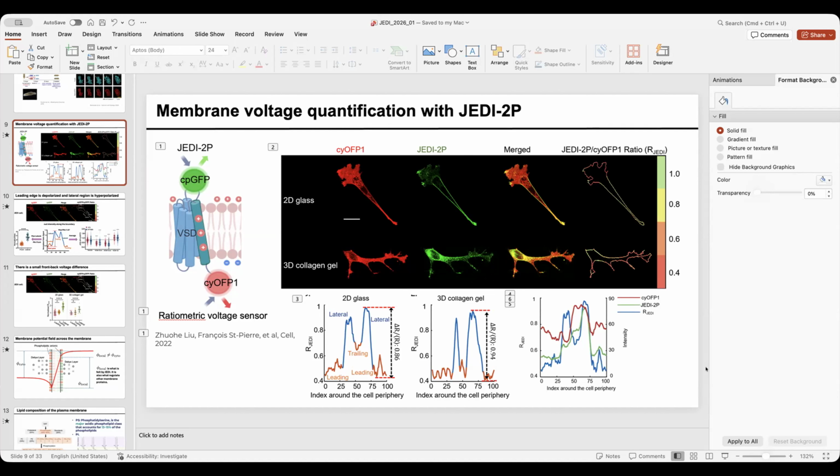I don't have a good answer. I'm not sure what the reason would be. We see it both on 2D glass and in 3D collagen gels, right? So it may just be a consequence of a polarized actin cytoskeleton and its mechanism of directing vesicles to different places in the cell.